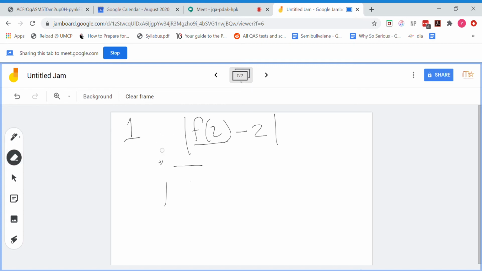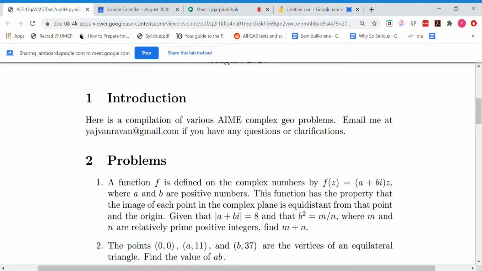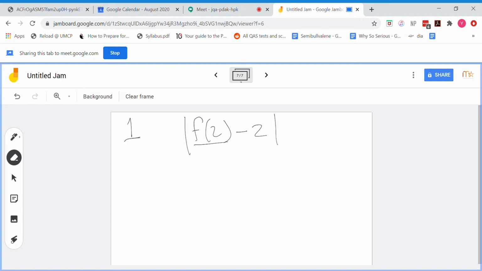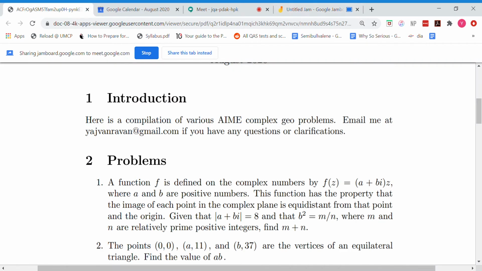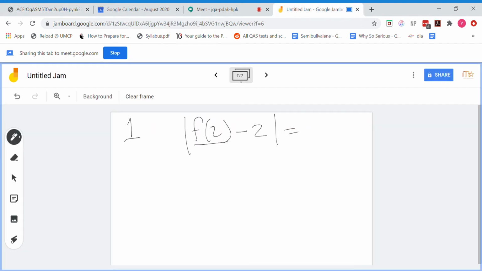And this equals, and so this is the distance from the image to the original point. And so we're told that it's equal to the distance from the image to the origin. So we have this equals f of z. Alright? So the distance from f of z to the origin is just the magnitude of f of z.